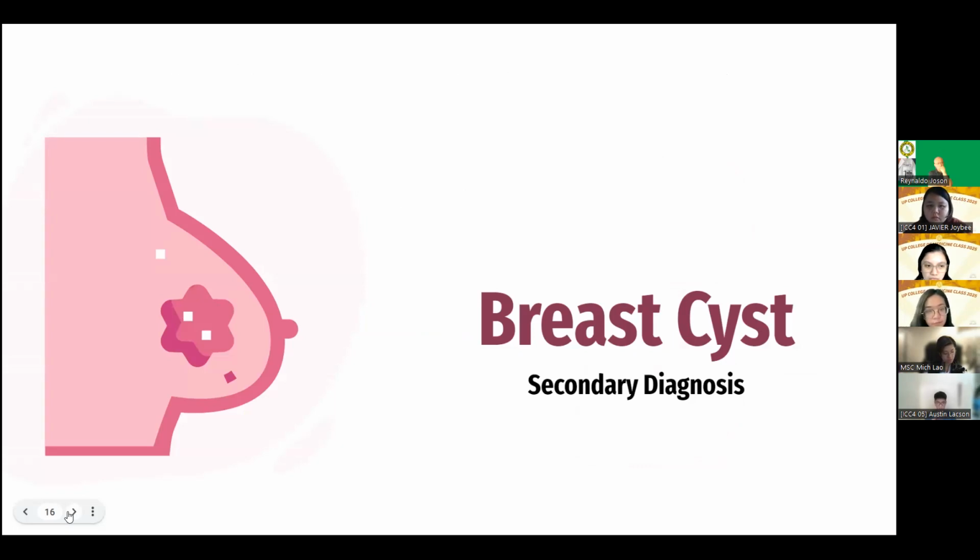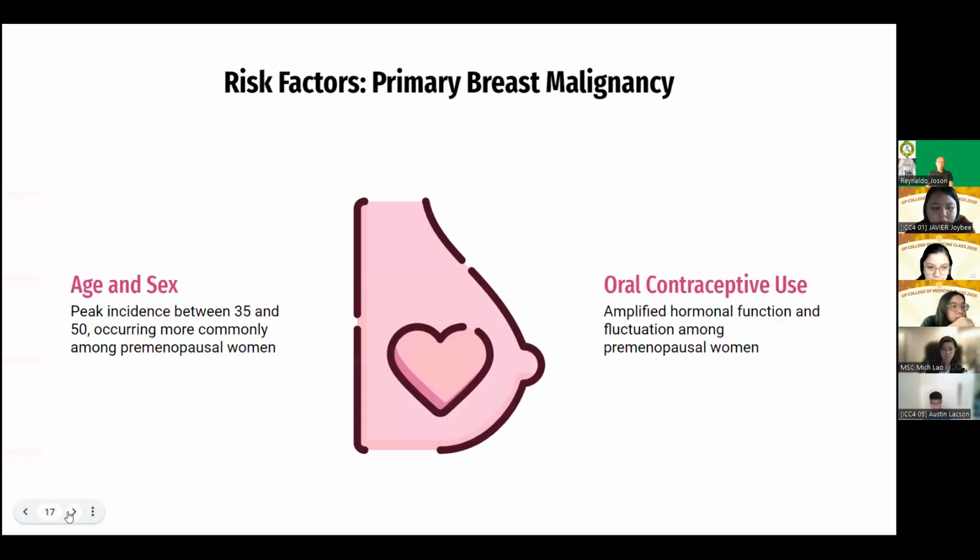All right, so moving on to the secondary diagnosis. For the secondary diagnosis of this case, it's going to be breast cyst, and it's primarily due to the mass found in the right breast of the patient. Next slide. For the prevalence-based, first we have age and sex, and then second we have oral contraceptive use.